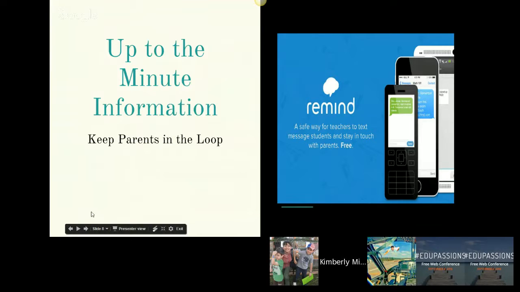And so we talked about different ways to use Remind. I do like the fact that you can message parents individually, so that if something does come up, you can talk to the parent individually, and even if you don't get to see them face to face, they're still able to keep informed as far as what's going on in your classroom.